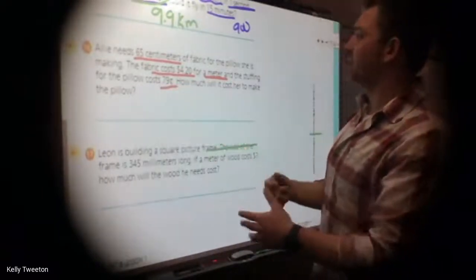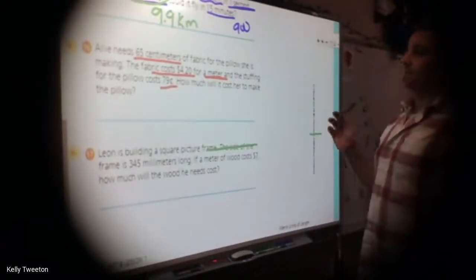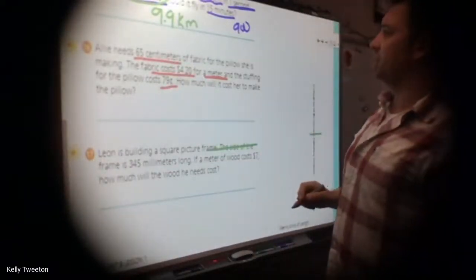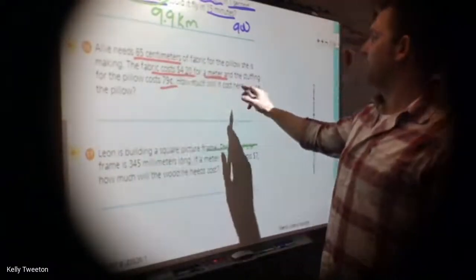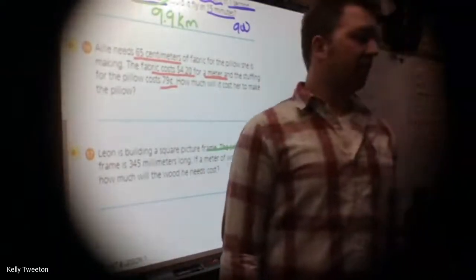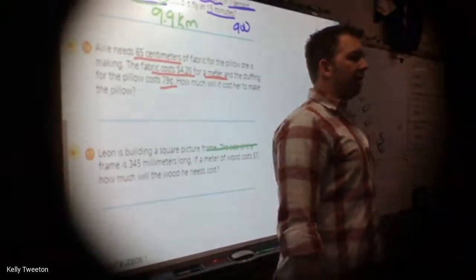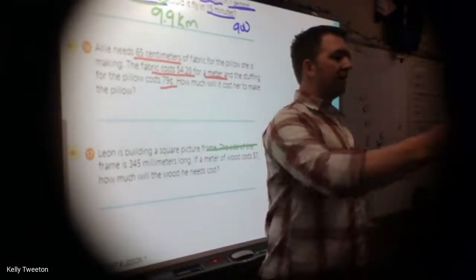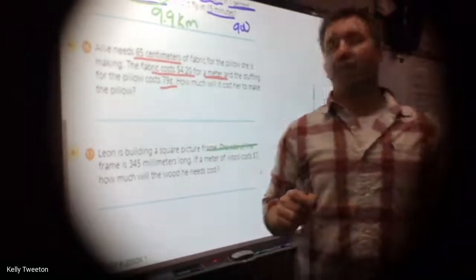So I see a lot of stuff going on there. What should I do? I see she needs 65 centimeters of fabric for the pillow. The fabric costs $4.20 for a meter. What am I going to do? What do you think I should start with? How about, who haven't I heard from yet? How about Chandler? What do you think we should do first?